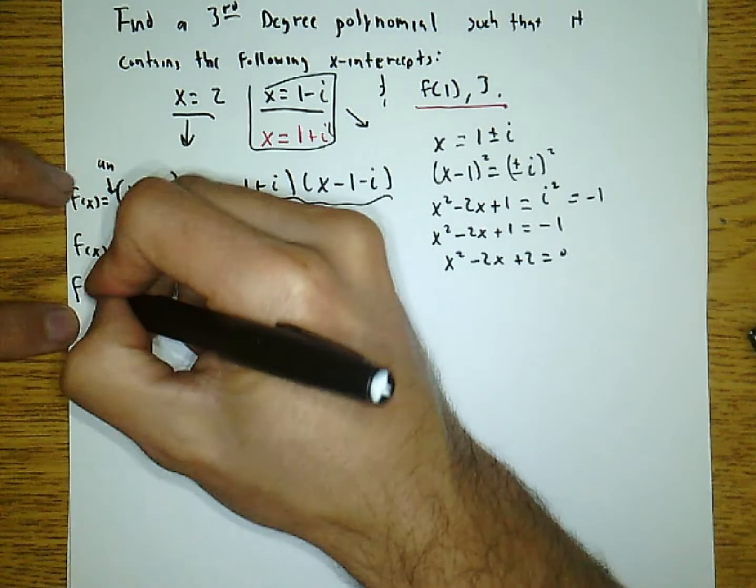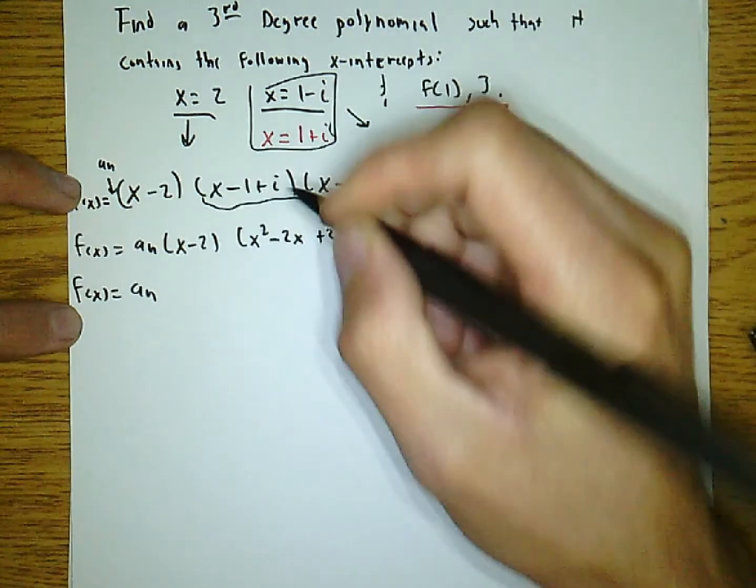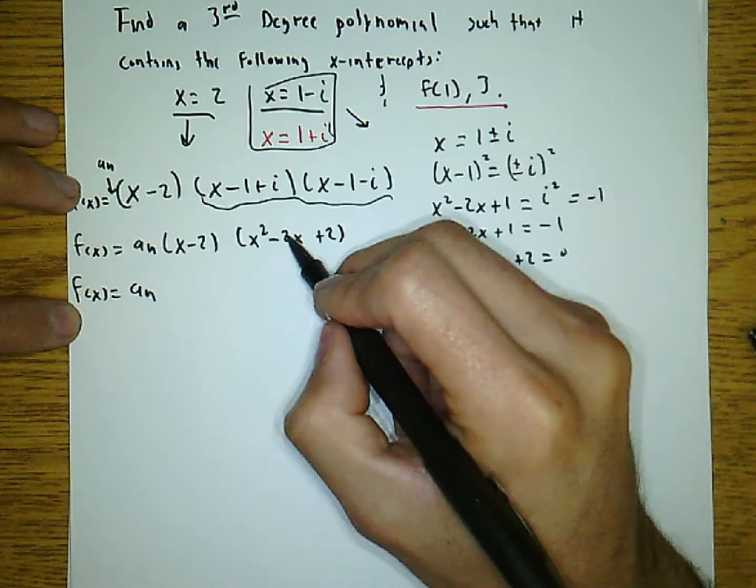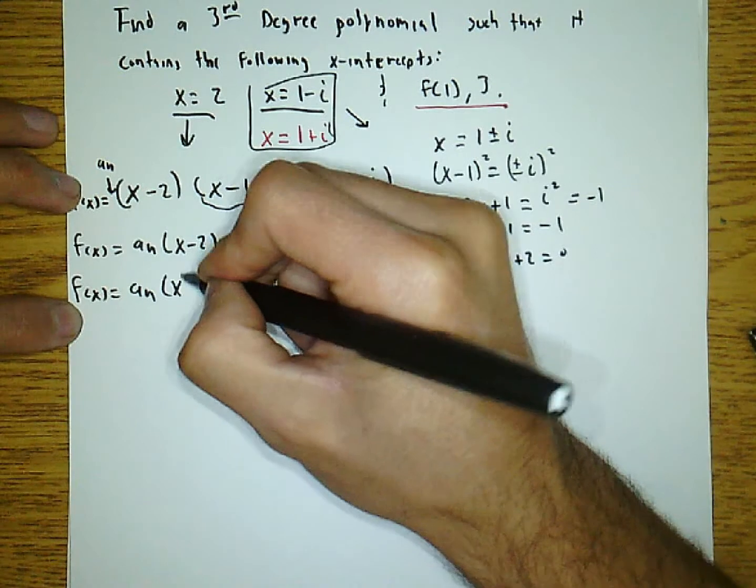Now I'm going to continue my multiplication. I'm going to leave that a sub n in the front. Then I'm going to have x times x squared, which gives me an x cubed.